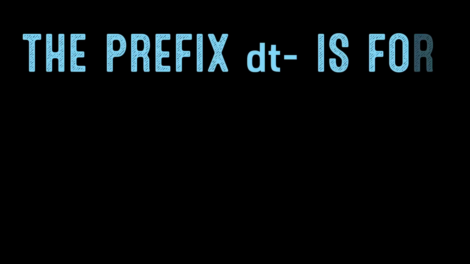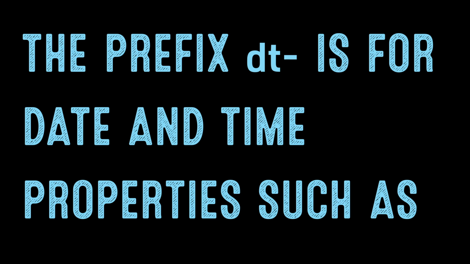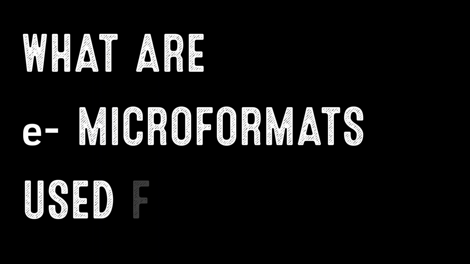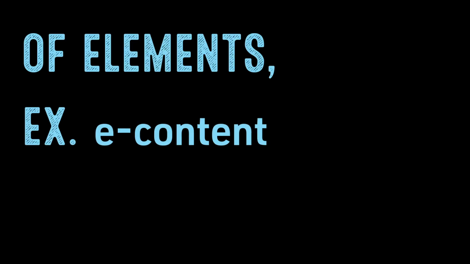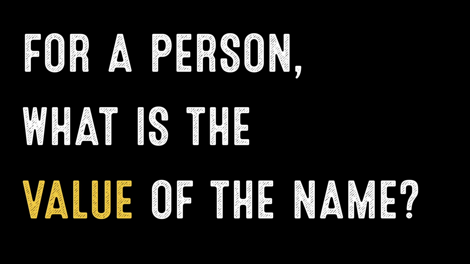What are DT microformats used for? The prefix DT is for date and time properties such as DT start and DT end. What are E microformats used for? The prefix E refers to element tree properties, so the value represents an entire hierarchy of elements. Example, econtent.